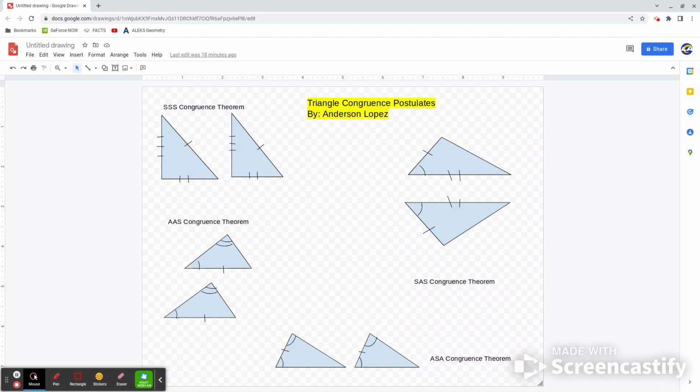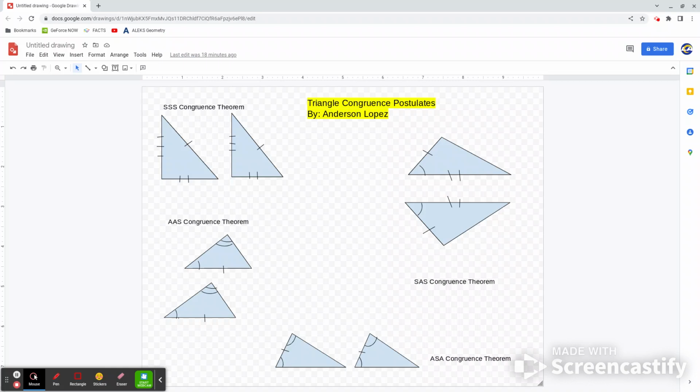The third theorem that I'll be talking about is the ASA congruence theorem. ASA stands for angle, side, angle, and can be used when any two angles and the side included between the angles of one triangle are equivalent to the corresponding two angles and the side included between the angles of another triangle, like shown below.